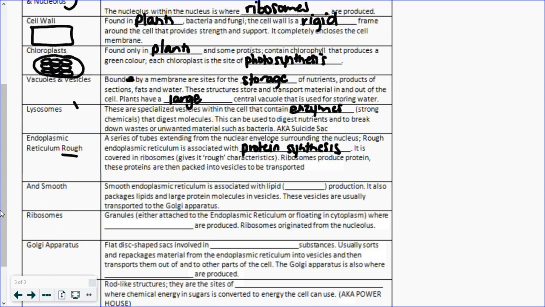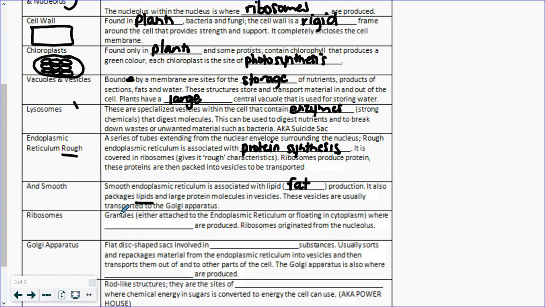The smooth endoplasmic reticulum is associated with lipid or fat production. So it doesn't have ribosomes. Again, ribosomes are important for protein synthesis. Smooth endoplasmic reticulum is associated with fat production. It also packages lipids, which is just another fancier word for fat, and large protein molecules into vesicles. And from there, they're transported to the Golgi apparatus, which we'll see down here.